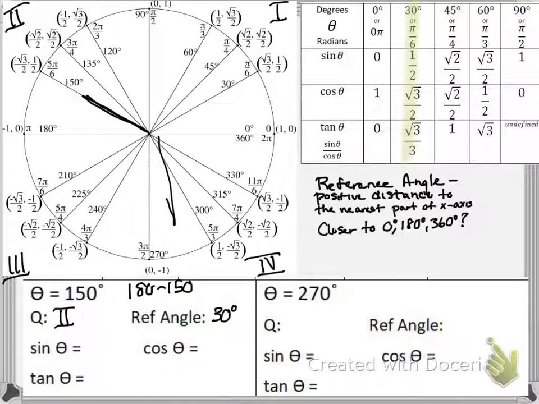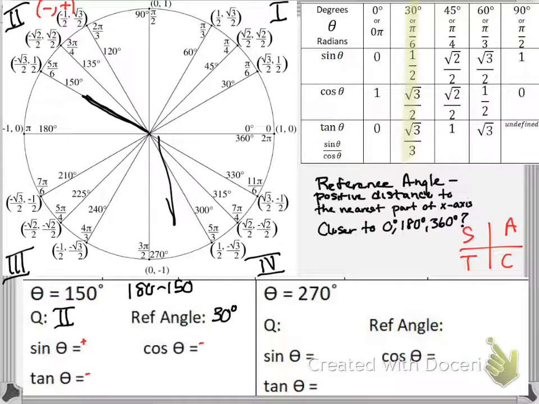I do need to know a little bit about my signs, so let's think about my signs first. In quadrant 2, my signs are x's are negative, y's are positive, left and up. Or think of it this way: All students take calculus. I'm over here in quadrant 2, and in quadrant 2, only sine gets to be positive. Everything else is going to turn out to be negative. I can decide that before I start.